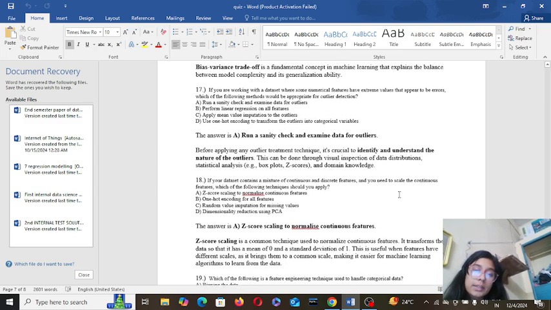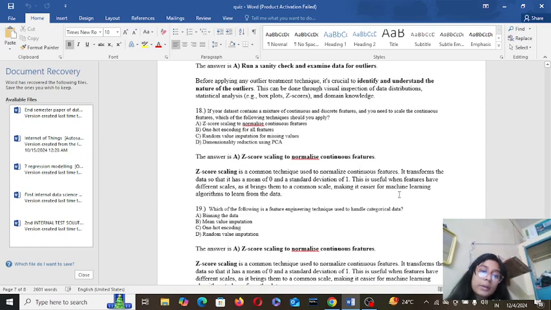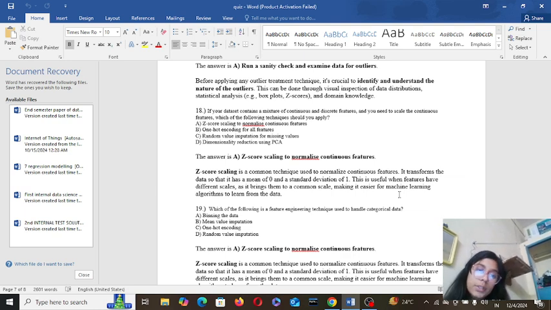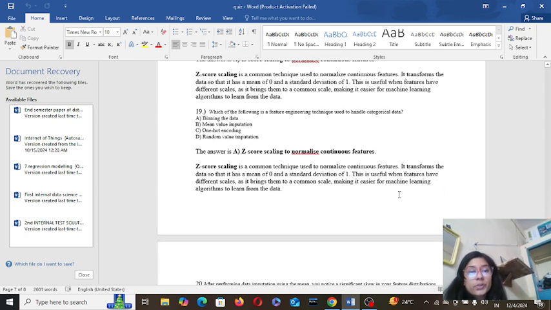Now the 18th question is, if your data set contains a mixture of continuous and discrete features and you need to scale the continuous features, which of the following techniques should you apply? So the answer is Z-score scaling to normalize continuous features. Now our 19th question is, which of the following is a feature engineering technique used to handle categorical data? So the answer is A.